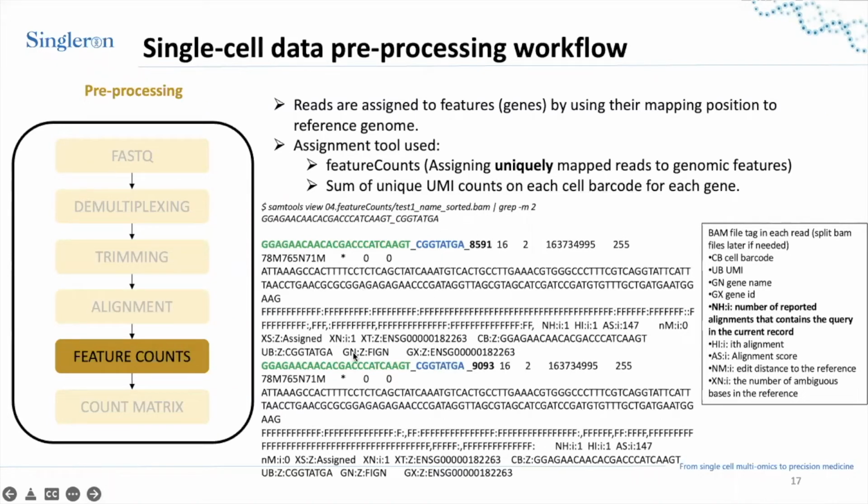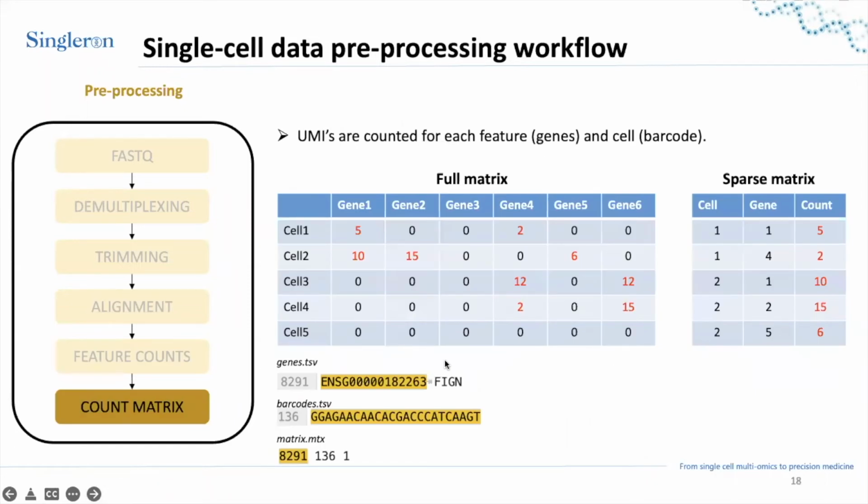Okay, so now from the raw sequences, we have the information of the genes. So the next step is to count them. This is a representation of the final gene matrix that we normally obtain after the single cell preprocessing workflow. Here, the UMIs are counted for each feature, which is each gene, and each barcode, which is each cell. So there are two formats. One is the sparse format, and another is the full matrix.